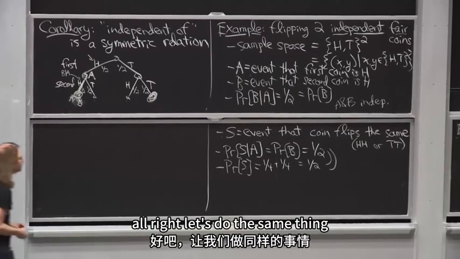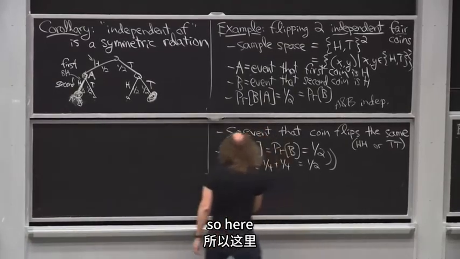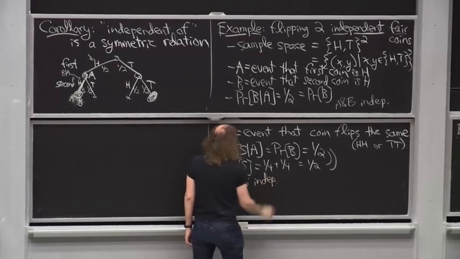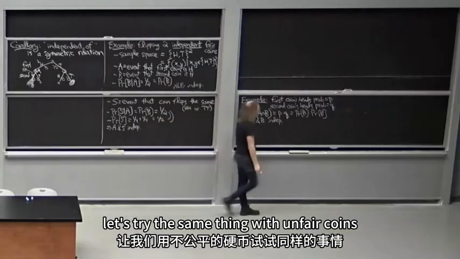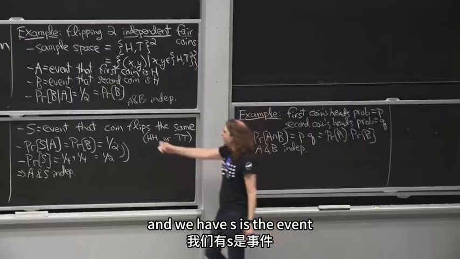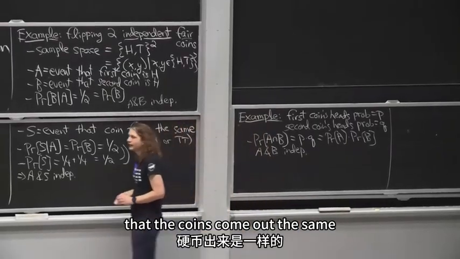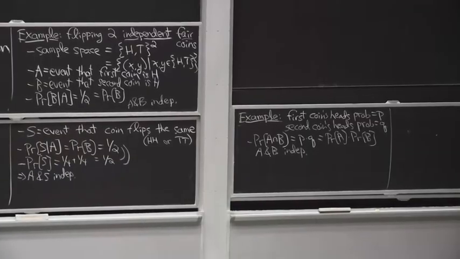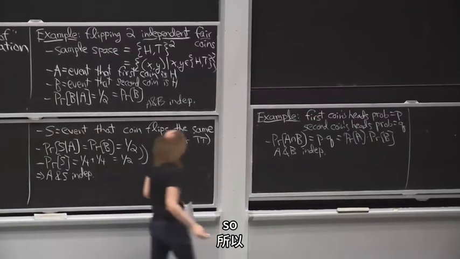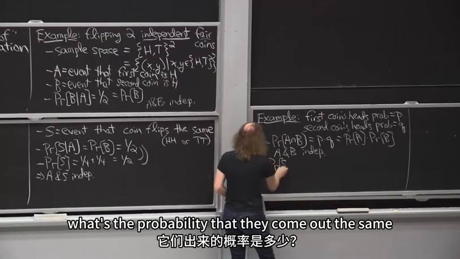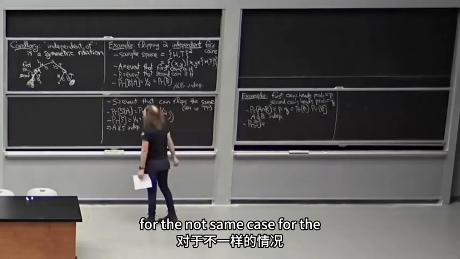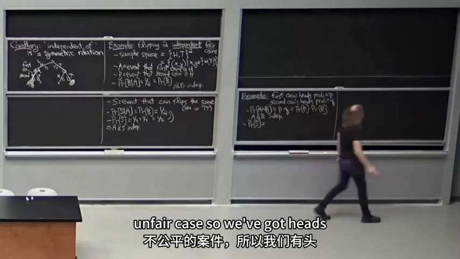All right. Let's do the same thing. So here, A and S are independent. Let's try the same thing with unfair coins. Suppose we have probabilities P and Q, and S is the event that the coins come out the same. Now things are not so easy. So what's the probability that they come out the same? Maybe I should draw this tree again for the unfair case.